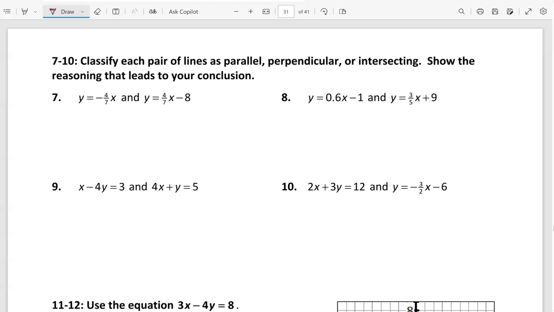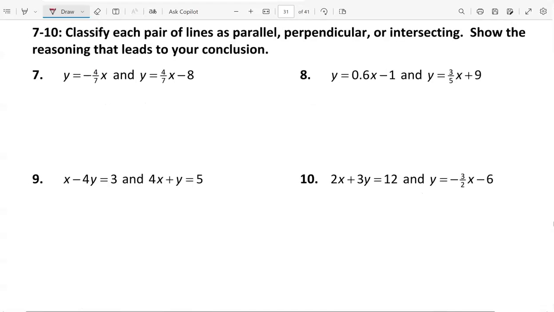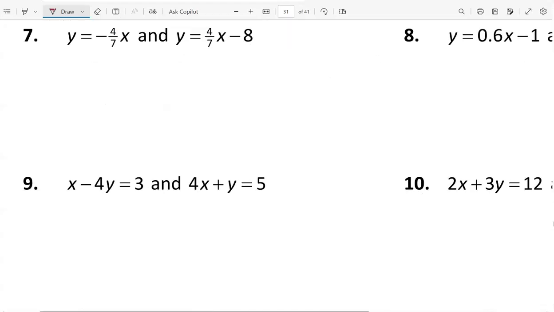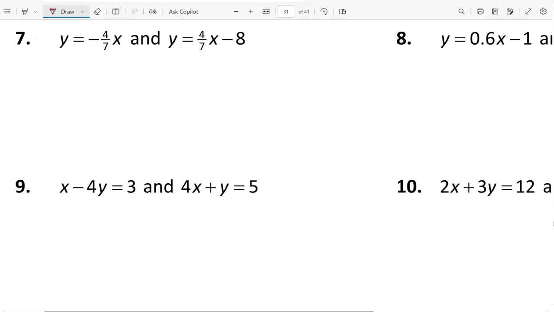For 7 through 10, we are to classify each pair of lines as parallel, perpendicular, or intersecting, and show the reasoning that leads to your conclusion. The reasoning should involve slopes.